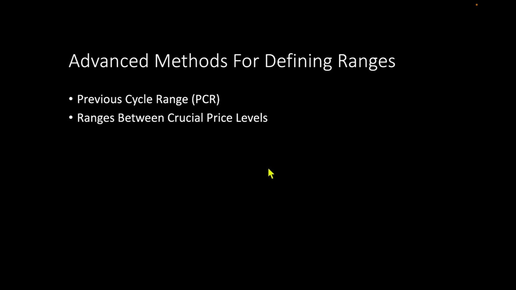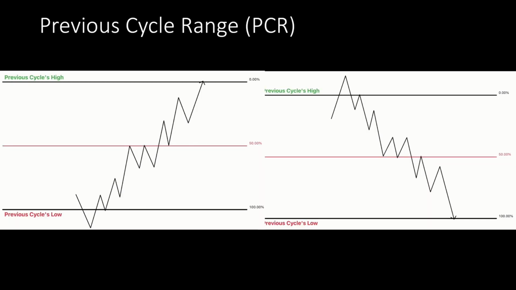We're now going to take a look at advanced methods for defining ranges. First of all, we're going to take a look at the previous cycle range. And secondly, we're going to take a look at ranges between crucial price levels. First of all, the previous cycle range.